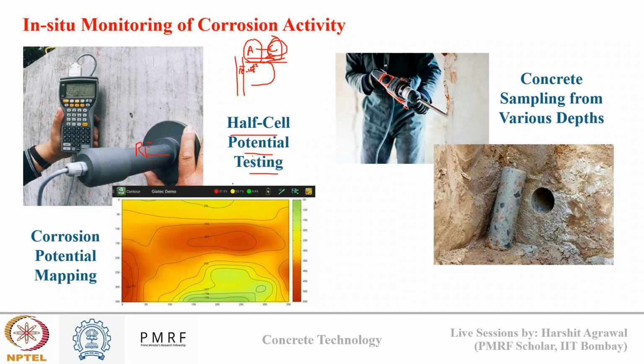The fundamental principle, if I repeat again, is that when steel is actively corroding, it acts as an anode. If it is acting as an anode, it will show a negative potential value when we measure it against a reference electrode. From this, we are obtaining the probability of corrosion, since we are talking about potential, and we are not obtaining the rate of corrosion.